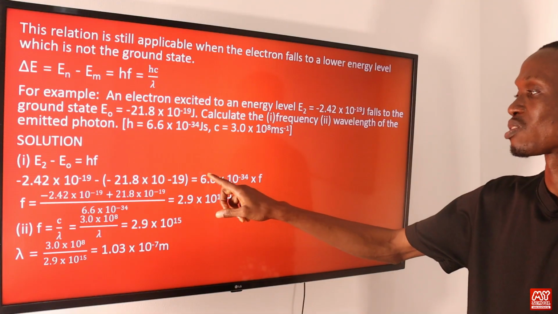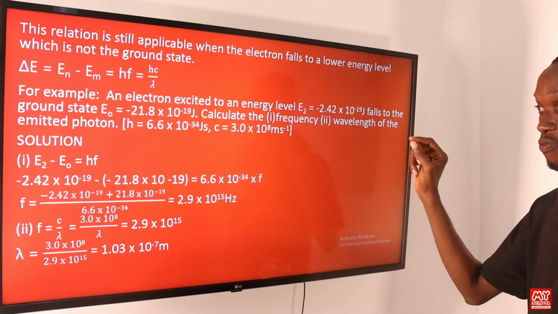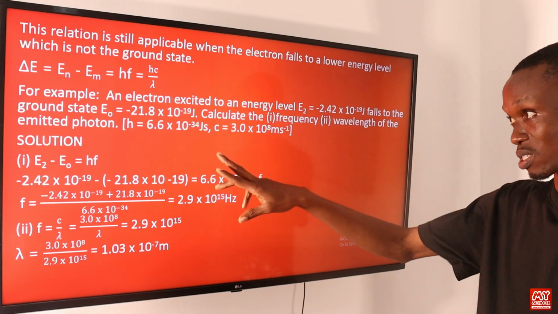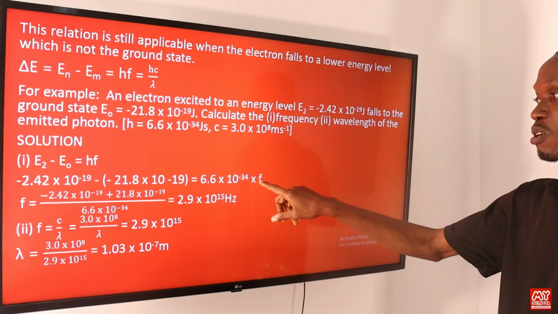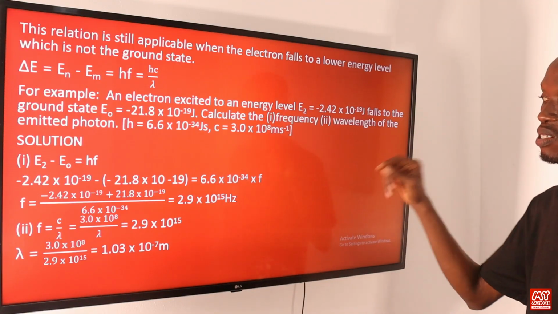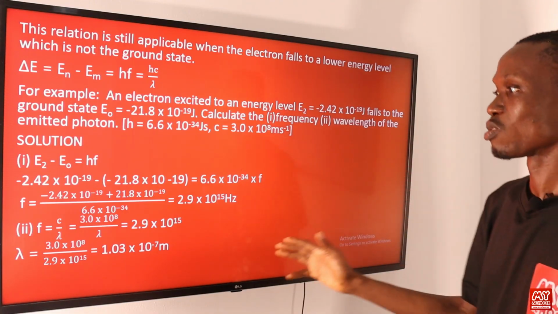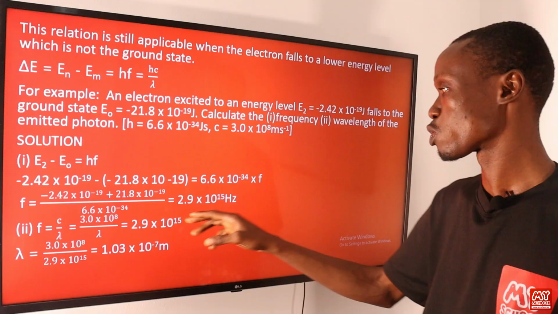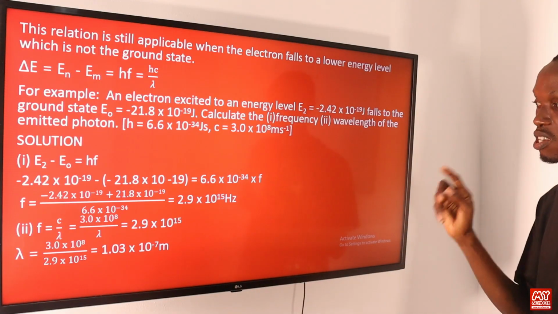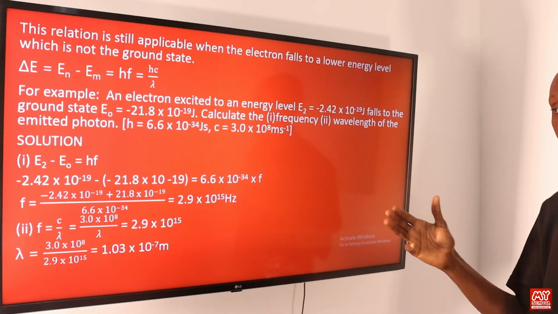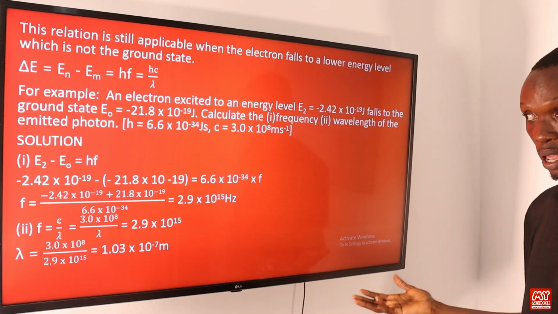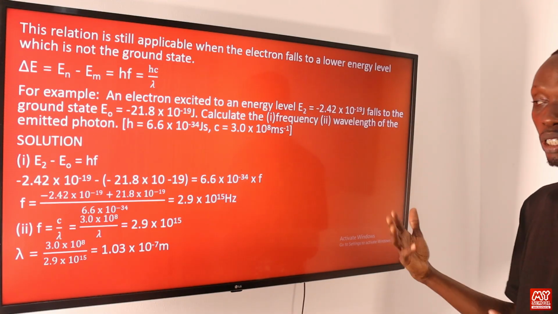Now remember that 6.6 times 10 raised to power minus 34 represents the value of Planck's constant, times F. Since we are looking for F, we simply divide both sides by 6.6 times 10 raised to power minus 34. If we do that, F will be equal to 2.9 times 10 raised to power 15 hertz. Remember that the unit of frequency is hertz, or frequency is measured in hertz.